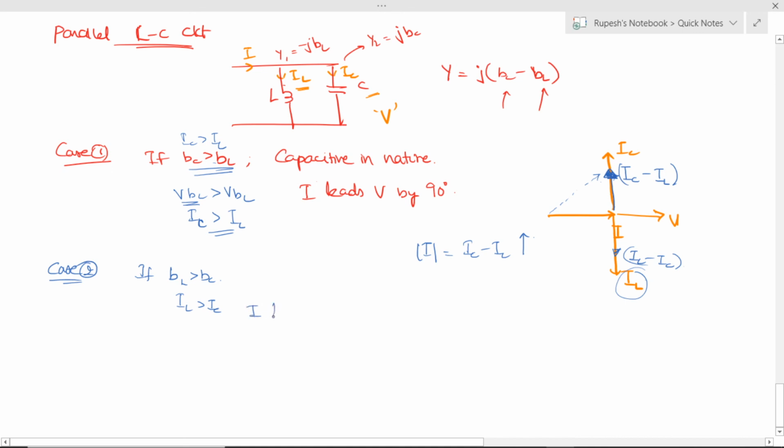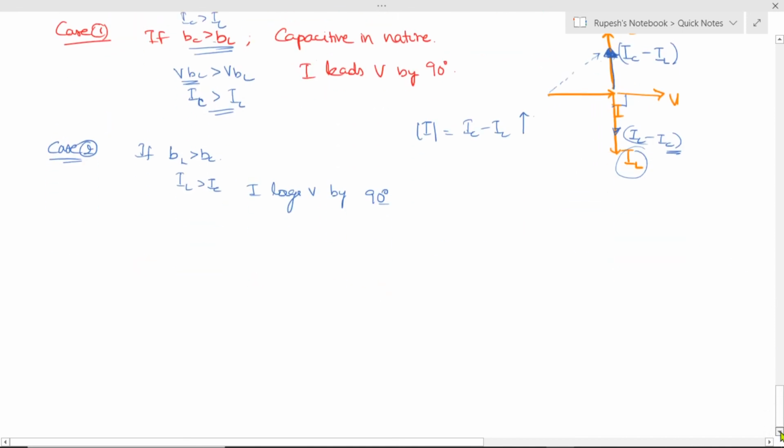Here the current lags the voltage by 90 degrees. See, the resultant current is in the downward direction. The resultant current will be like this, which makes an angle. Sorry, the current IL minus IC lags the voltage by 90 degrees. Okay, this is about the parallel LC circuit. Let us move ahead.